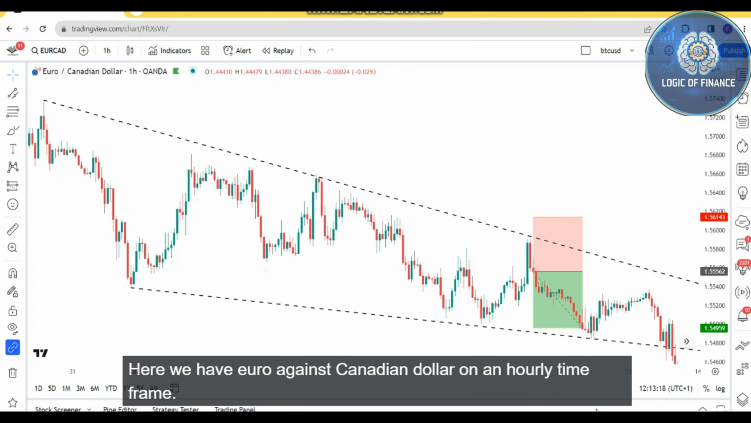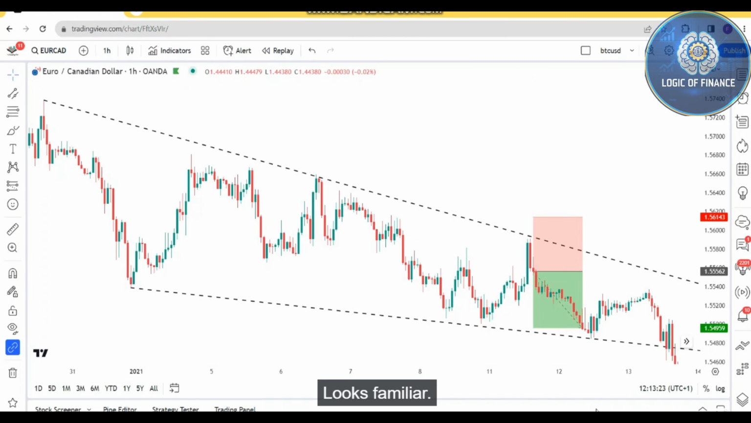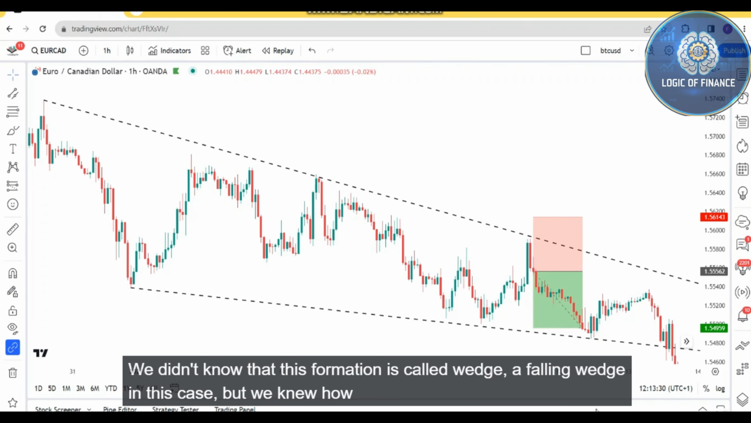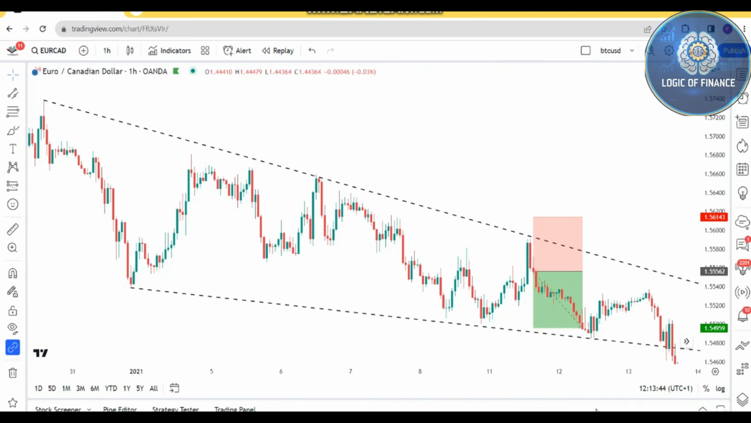Here we have Euro against Canadian dollar on an hourly time frame. Looks familiar? Yes, this is a chart we have already traded in the lecture about trend lines. We didn't know that this formation is called wedge, a falling wedge in this case, but we knew how to trade it because we have mastered the concepts of market structure, rejection, and breakout.